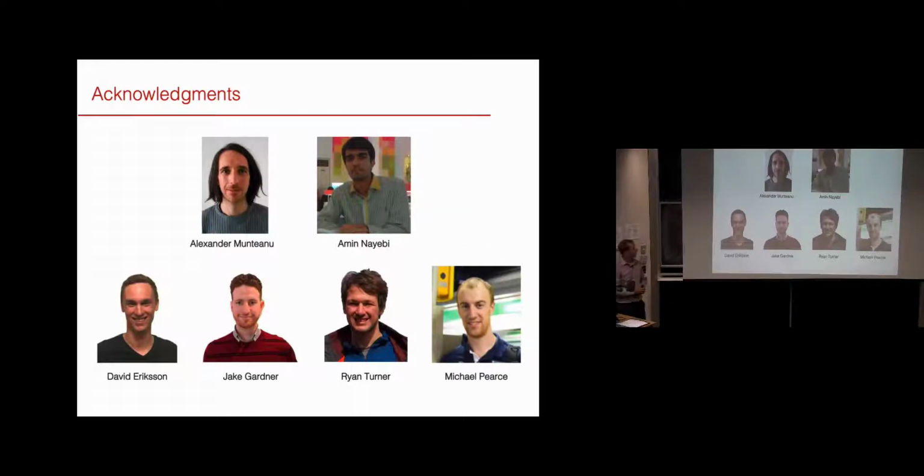In the top row, Alex Montiano, who was a PhD student in Dortmund in Germany, has now graduated and is a postdoc there. And Amiable, who was my PhD student in Arizona. Bottom row is my team at Uber, David Erickson, Jake Gardner, Ryan Turner, and our intern from Warwick University, Michael Pierce, who did a lot of great work.